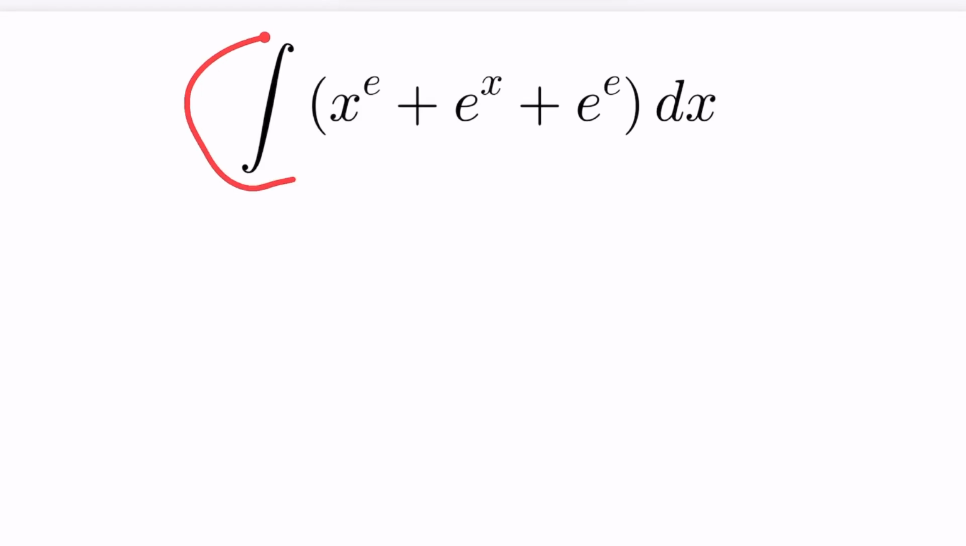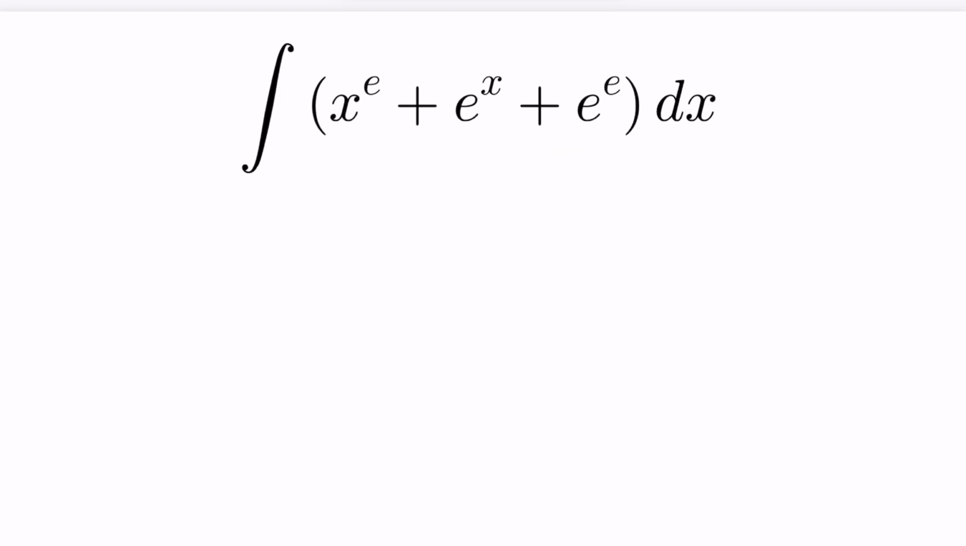In today's lesson, we're going to look at the integral of x to the power of e plus e to the x plus e to the e with respect to dx. We'll look at some other ones as well. Let's start off with this one here. When you're taking your integral, it can act linearly on each one of these separately.